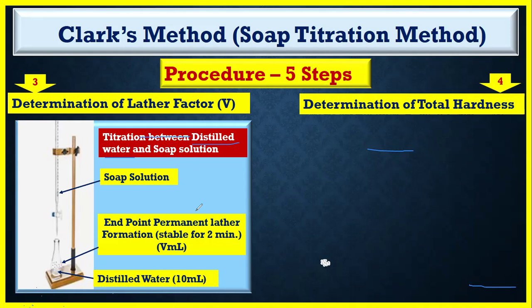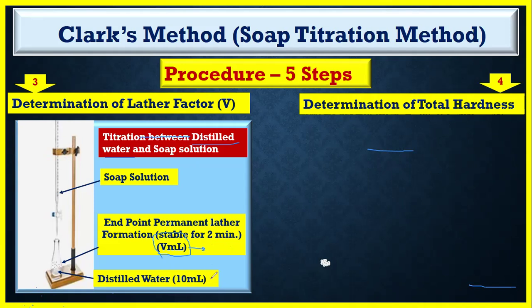That means immediately, very few drops of the soap solution create the lather. This amount is called the lather factor. It is necessary to determine the lather factor because we have to know the exact value of the soap volume consumed only due to the hardness. That is why the lather factor is determined.